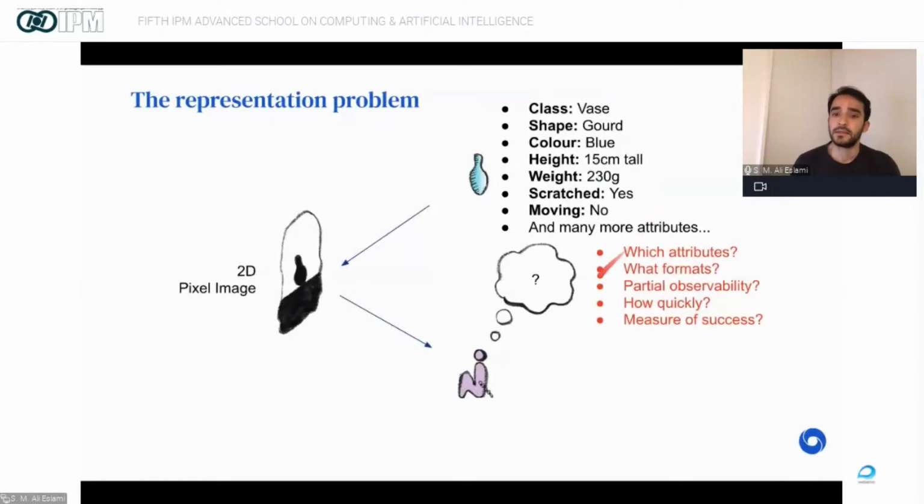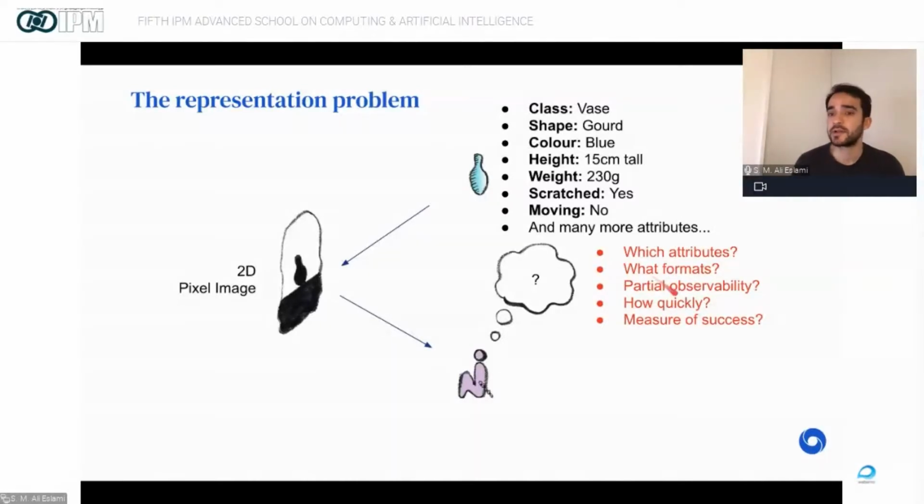And the question that this system will have to answer, or there's several questions, but those questions involve, which attributes am I going to represent? Which attributes do I care about and which ones do I not care about? In what format am I going to represent those attributes? For instance, will I represent them as numbers or strings or something else?